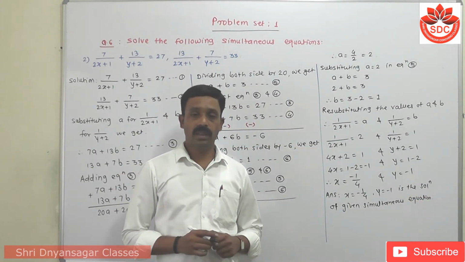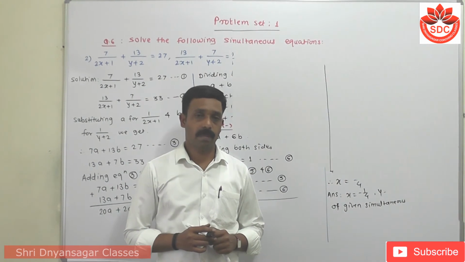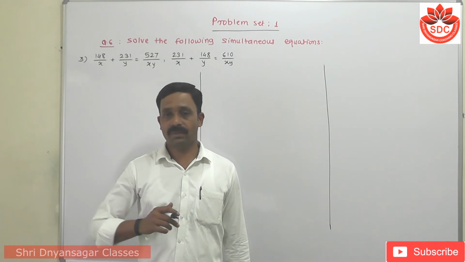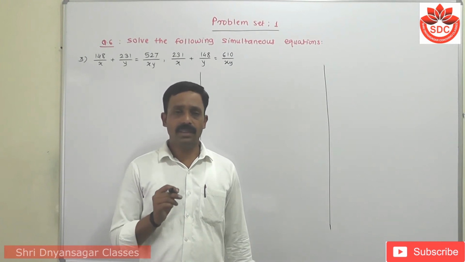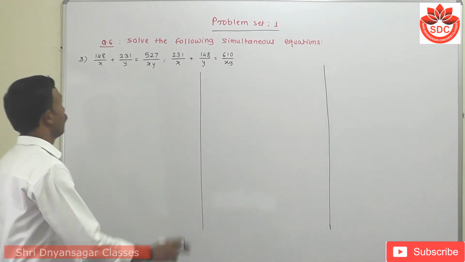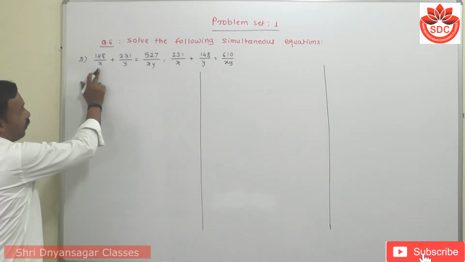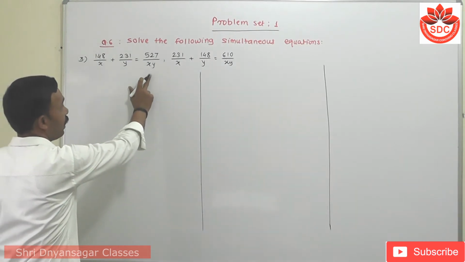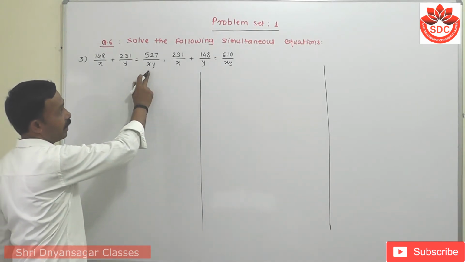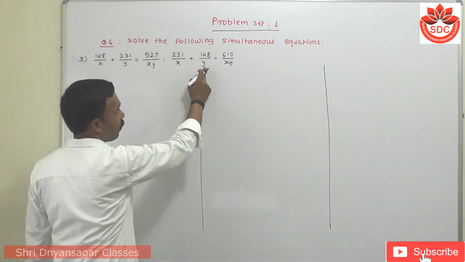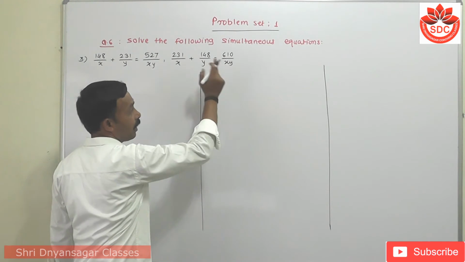Then we see the next question. Okay, let's take the next question. Now this is a different one. Now observe carefully this question. 148 upon x plus 231 upon y is equals to 527 upon xy. Look here, xy. Here is 231 upon x plus 148 upon y is equal to 610 upon xy.